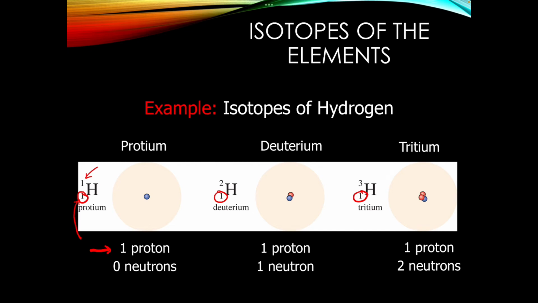Do you see that the masses are different? So 1 versus 2 versus 3. That's because this one has 1 neutron and that one has 2 neutrons. So when we add neutrons, that's changing the mass. That's why that number on the top is different. The mass is changing because they have different numbers of neutrons. But they're all still hydrogen because they all have 1 proton.